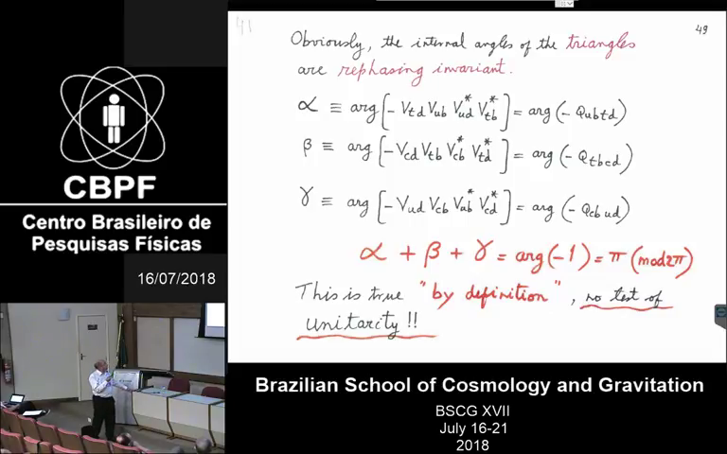See, if you put the argument of the product of these two quantities, you see that everything cancels. This one cancels with this one cancels with this one, and so on. You see that it's a real quantity with a minus 1 sign. So alpha plus beta plus gamma is equal to pi by definition. Therefore, one should talk about beta and gamma. Alpha is just pi minus beta minus gamma. This is true by definition, not a test of unitarity. I will tell you then how one can make tests of unitarity, but that's a different issue, and not by measuring these angles.